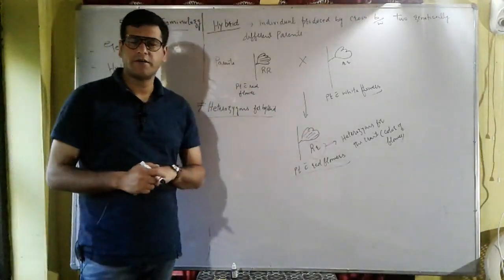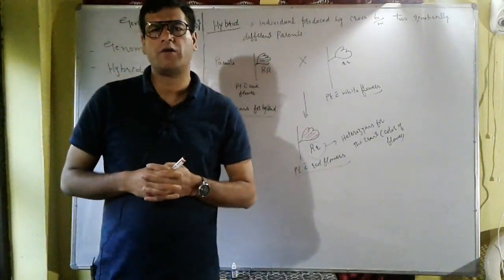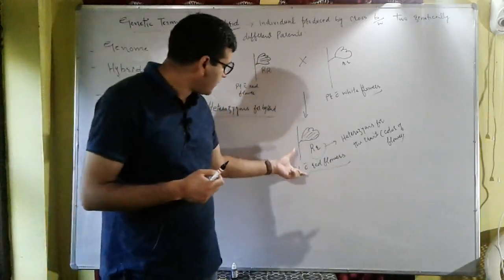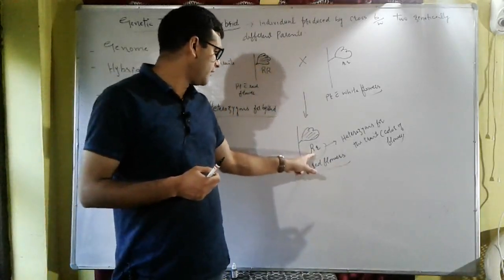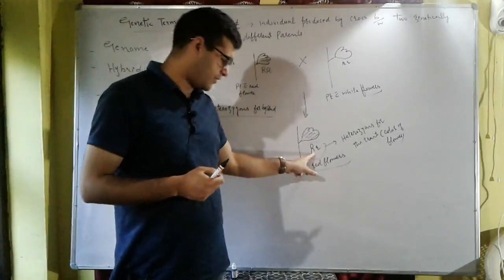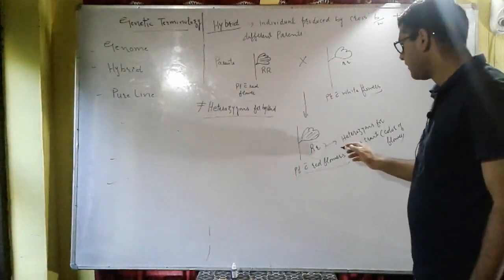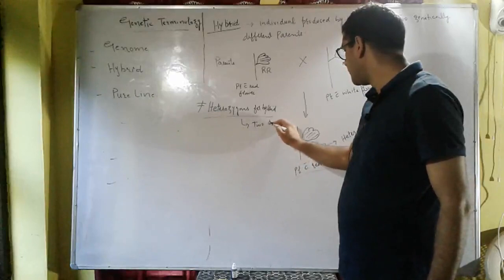So hybrid is an individual, an offspring, or a progeny. Another definition: the hybrid is a progeny, or an individual, which has two dissimilar alleles for a trait. So hybrid has two dissimilar alleles for a trait.